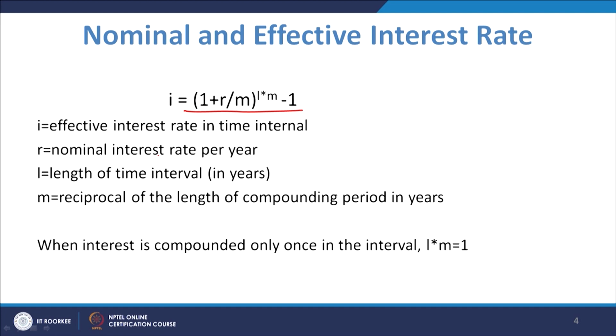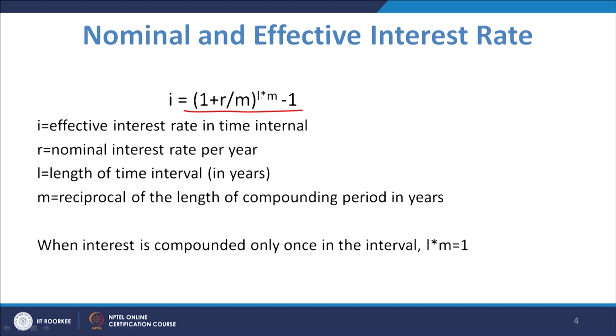Then L is the length of the time interval, that is, in how much time you have to have this. And m will be the reciprocal of the length of the compounding period in years. When interest is compounded only once in the interval, then L into m has to be equal to 1. So, that is how you define the nominal and effective interest rate.